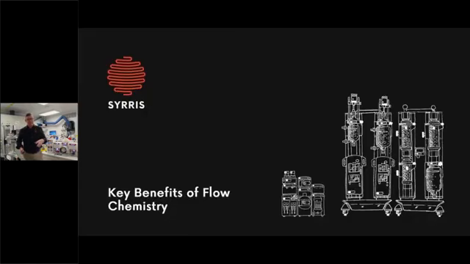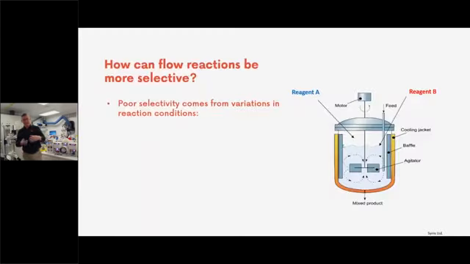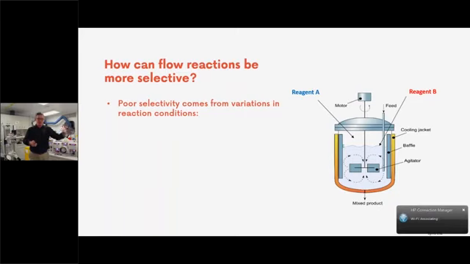So let's think about some of the benefits. The first one here would be selectivity. So let's think about running our reactions in batch. So step back a second. Poor selectivity generally comes from loss of reaction control or some variation in our reaction conditions.